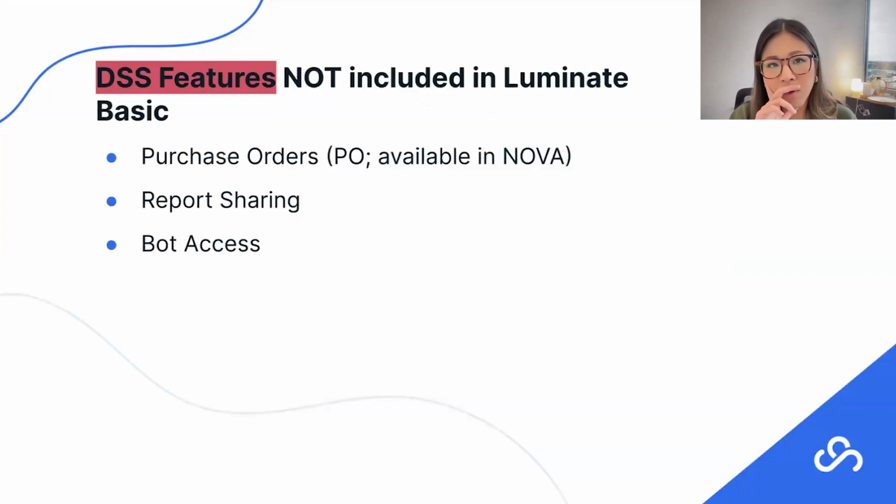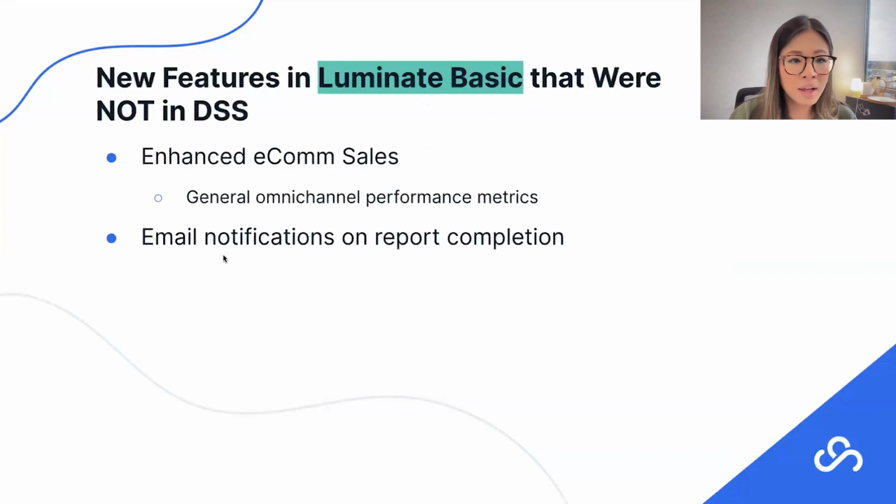So just kind of a recap. DSS features that will not be included in Luminate Basic. So basically this is what you're losing when you move to Luminate Basic. As we talked about, purchase orders are still going to be available in Nova. There's also going to be no report sharing as well as no bot access.